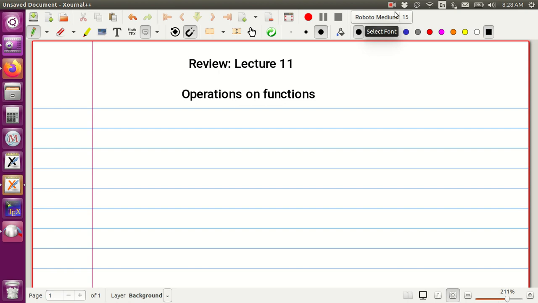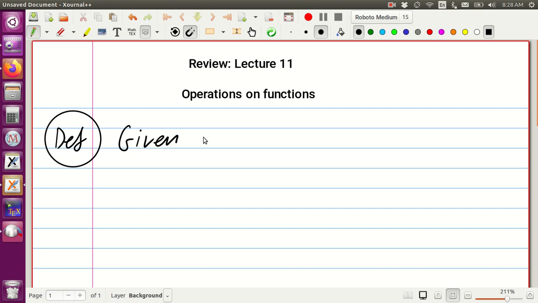Hello students, welcome to review lecture 11, in which we're going to talk about operations on functions. So basically we would like to discuss how to deal when we have two or more different functions, or maybe the same functions. So let's start with the definition, and we'll start by saying that we have two functions.